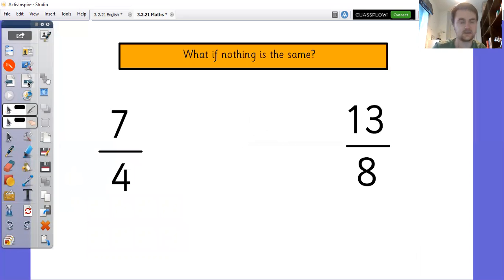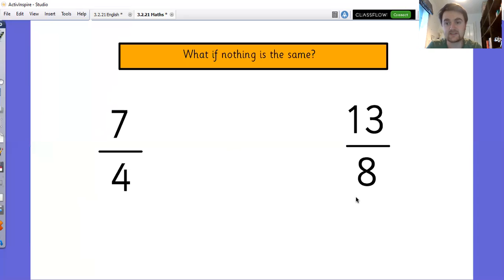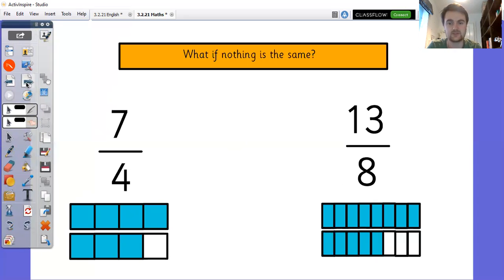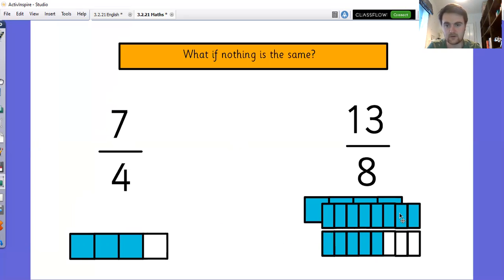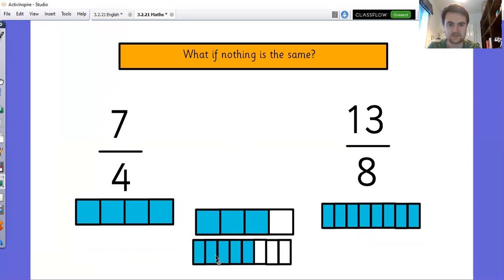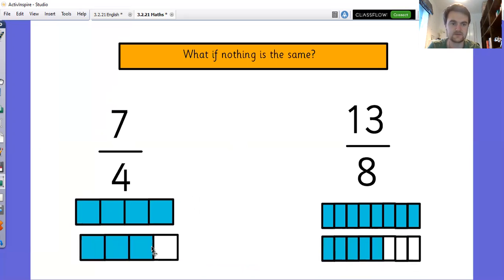What if nothing is the same? So if nothing is the same, then what we need to do is try and make something the same. Now, in this case, it's going to be the denominator. If I look at the number 4, I know that if I multiply that by 2, then I can get it to 8. So I can find the equivalent fraction. You can check with the bar models as well. So from looking at the bar models, I can see that both of them have got a whole. And then all I need to do is compare the other bit. So I can see that 7/4 is greater than 13/8.